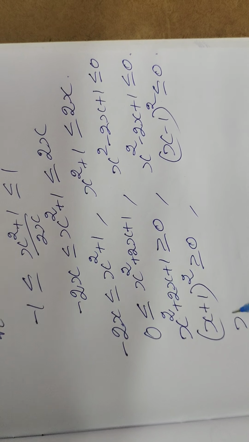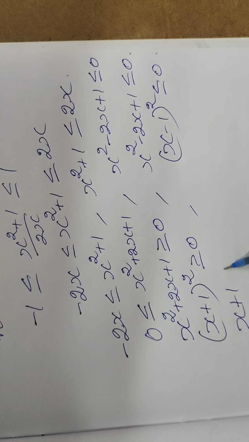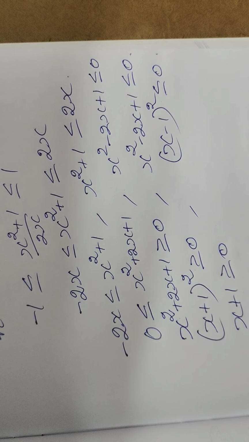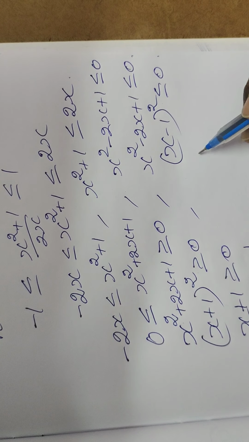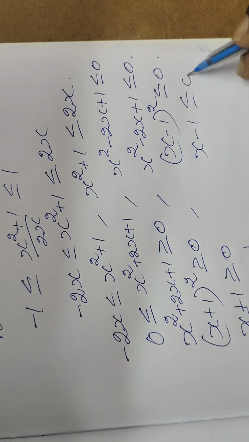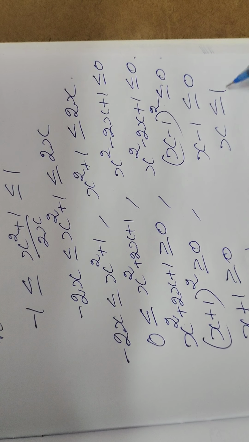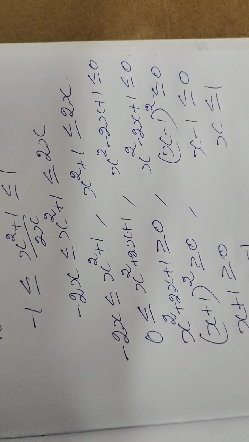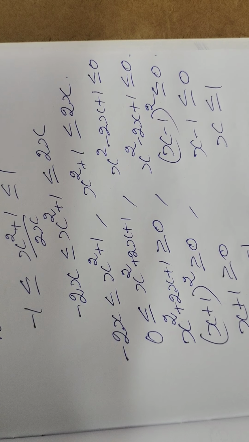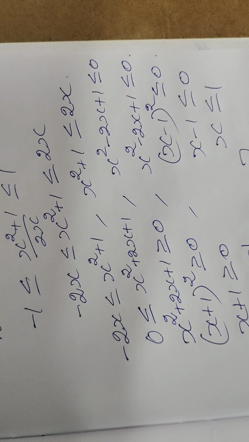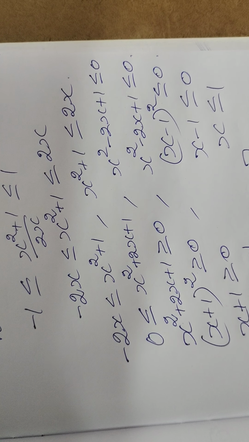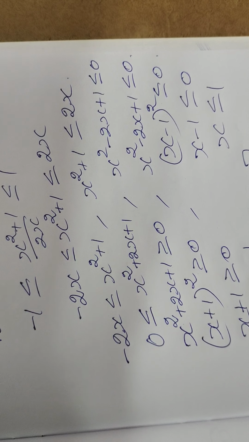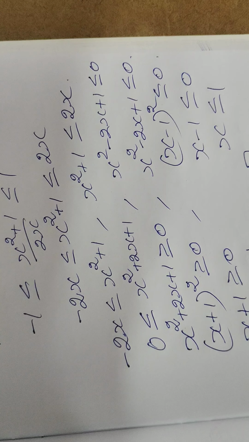When you take the square root, x plus 1 greater than or equal to 0, therefore x is greater than or equal to minus 1. Here x minus 1 is less than or equal to 0, so x is less than or equal to 1. Therefore x belongs to minus 1 comma plus 1. The domain is in between minus 1 and plus 1, greater than or equal to minus 1, but less than or equal to 1.